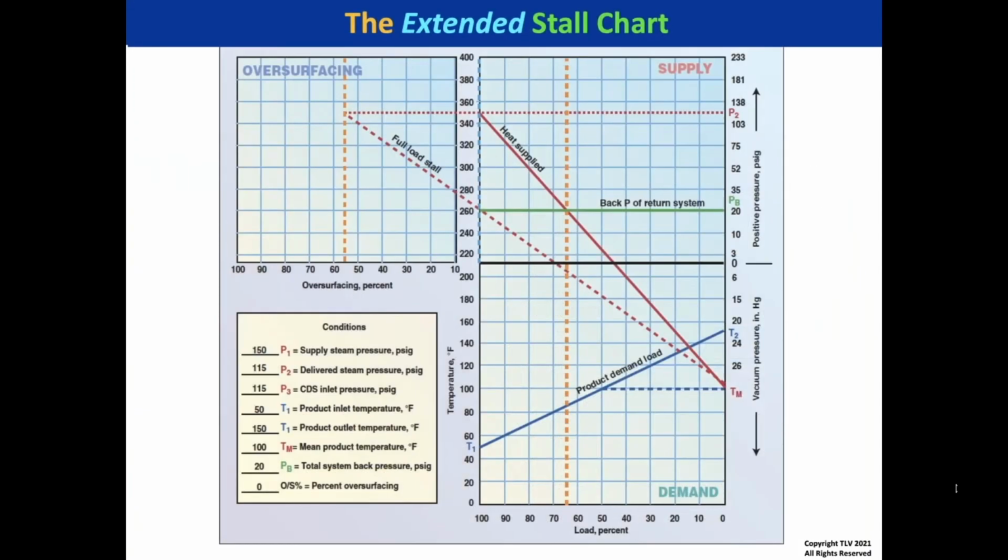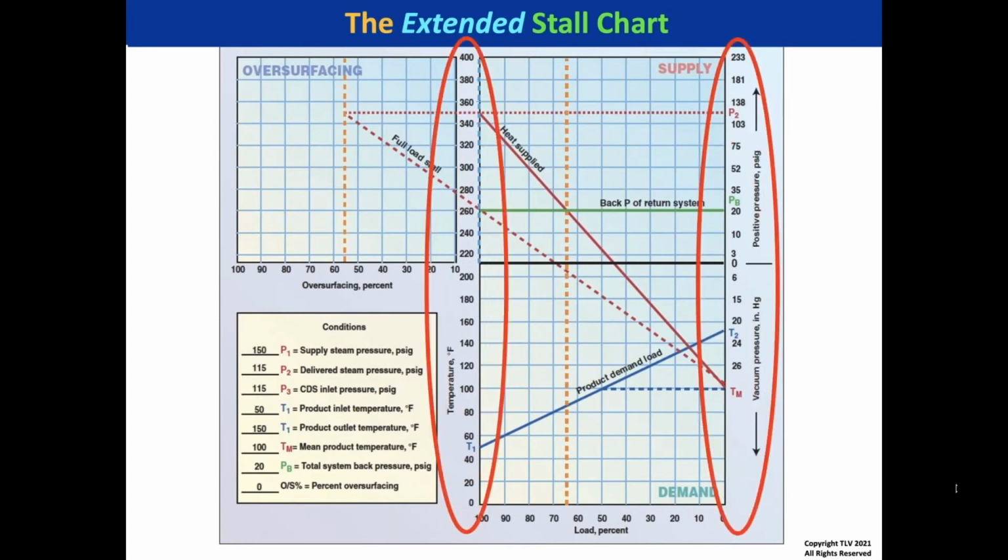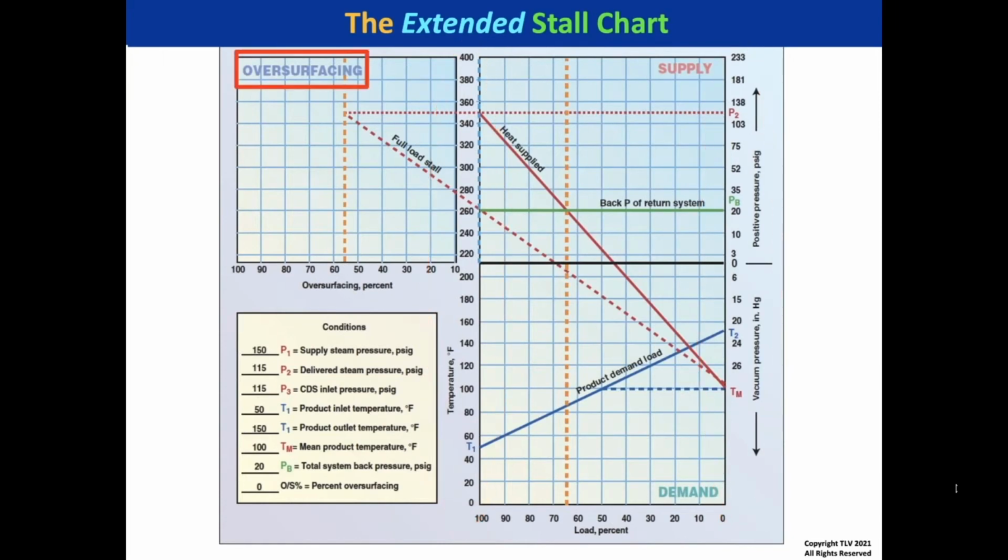So this is the extended stall chart I created. There is your demand load and your demand quadrant at the bottom. And here we're going from 100% of load to 0. We're going to supply heat through the upper right quadrant, and our heat will come in the form of steam at this pressure or this corresponding temperature. But we have to oversurface the equipment to make up for fouling. And here we're seeing 55% of oversurfacing by the yellow arrow.